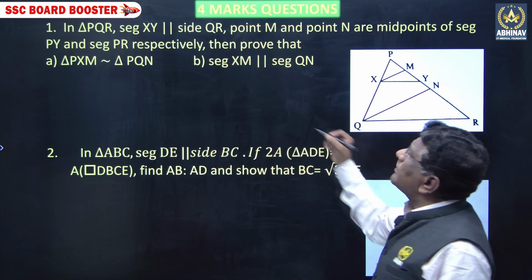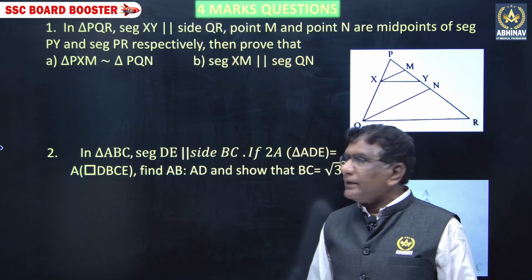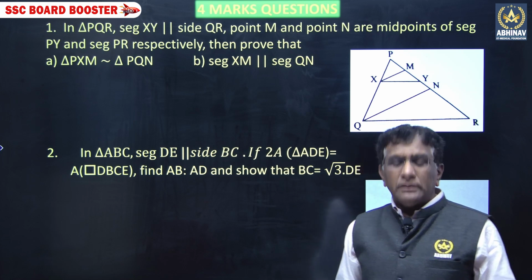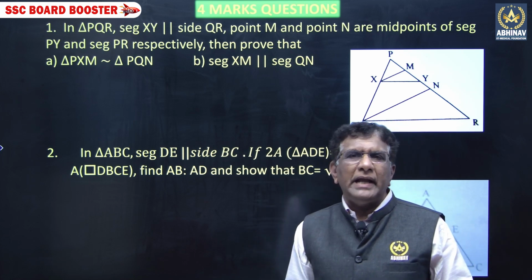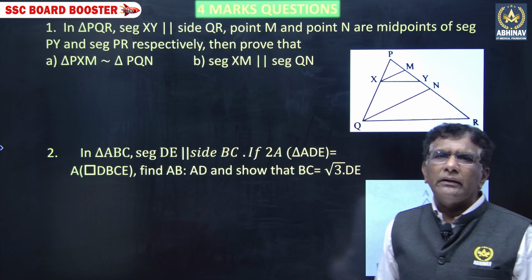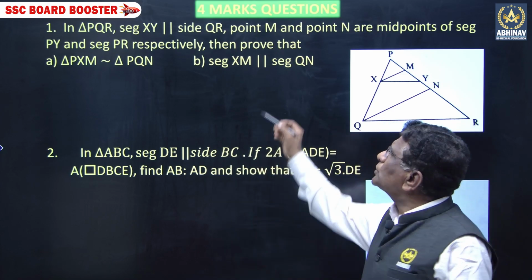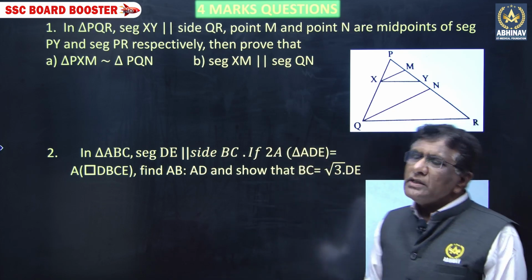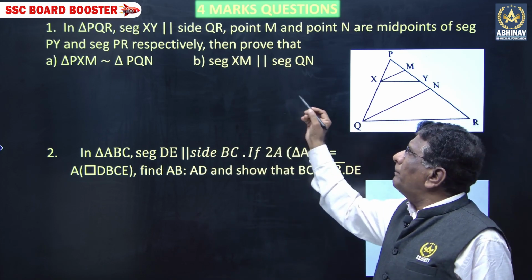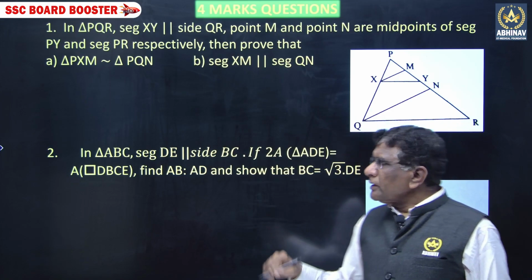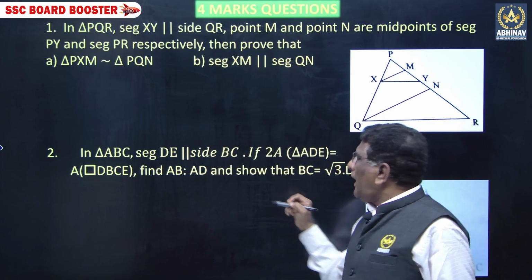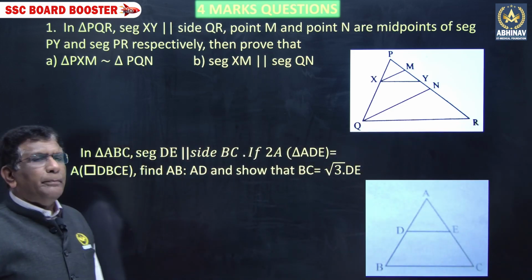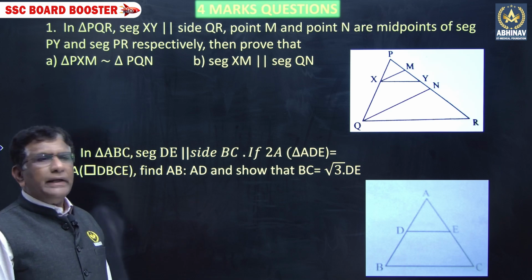See, these are some of the examples related to similarity. This is the first example. For the 2 triangles, we have to show the similarity, that triangle PXM is similar to triangle PXM, and also that segment MN is parallel to segment QN. Secondly, in this example, we have to show by similarity also, and we have to calculate that BC is equal to root 3 DE.